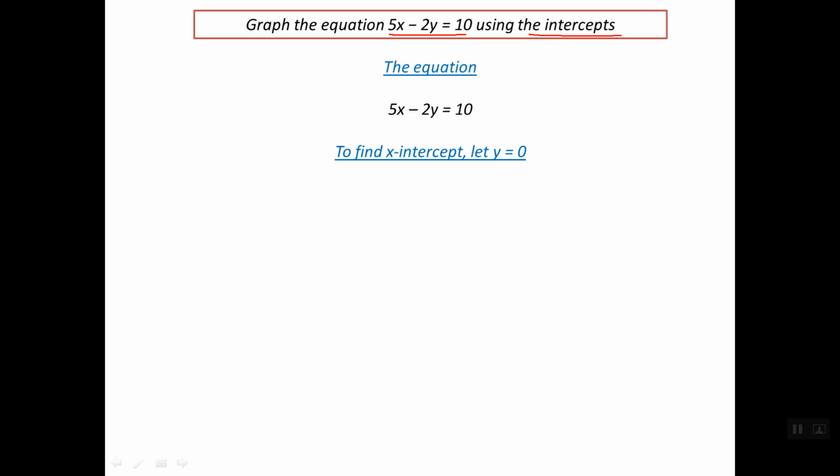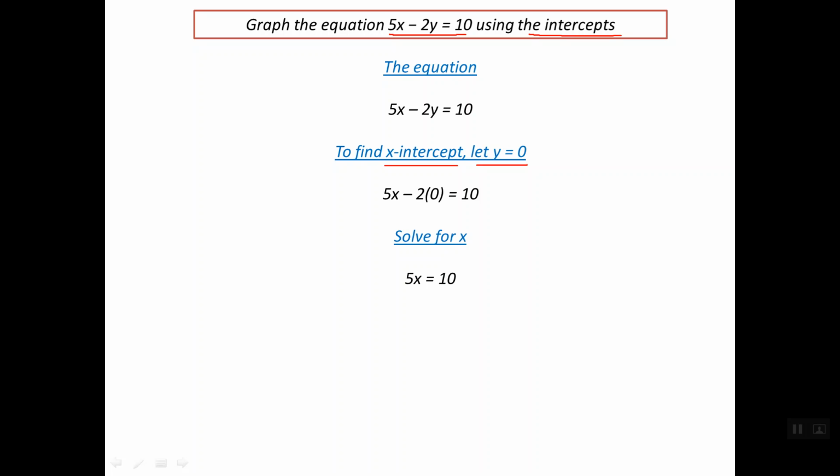In order to find the x-intercept, we let the value of y be 0 and solve for x. So if we substitute y equal to 0 in the equation 5x minus 2y equal to 10, it becomes 5x minus 2 times 0 is equal to 10. Now we can simplify and solve for x.